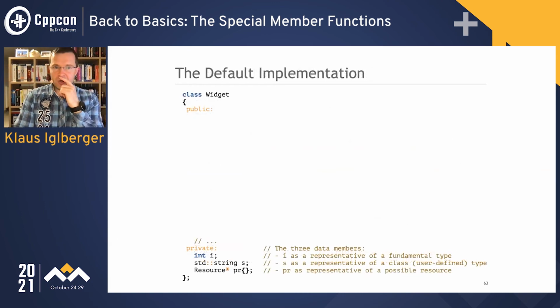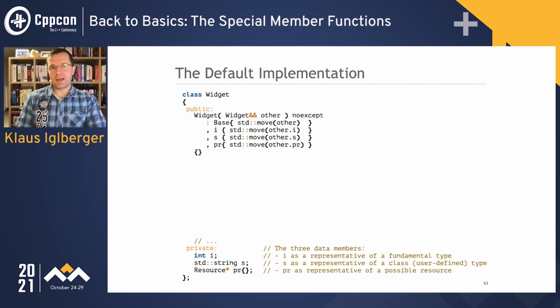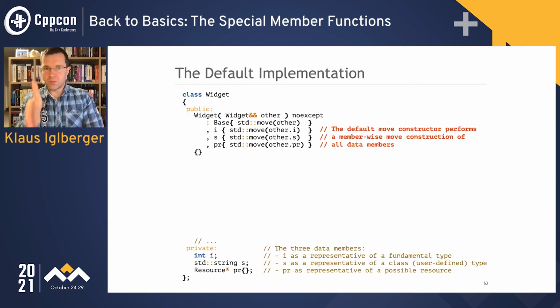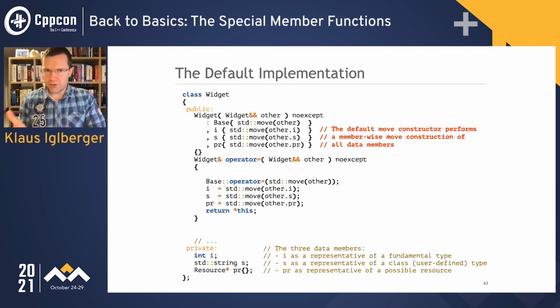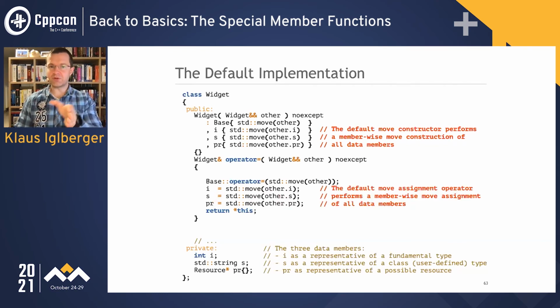Now, the default operation. How does the compiler generate the move operations for you? Well, the move constructor does a member-wise move. So the base part would be moved, the data member I, the data member S, the pointer, they would all be moved. A member-wise move of all the data members. The move assignment operator does exactly the same thing, kind of. It's just doing not move constructions, but move assignments. So the base part would be moved into the other base part, I would be moved, the string would be moved, the pointer would be moved. So a member-wise move of all the data members. That's what move is doing.